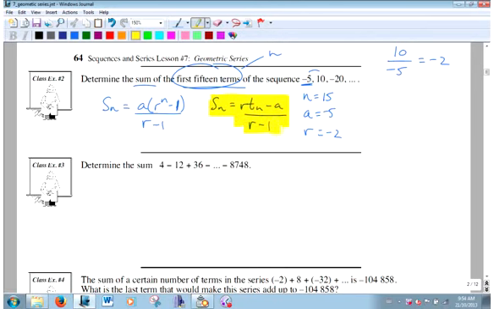Probably not. Because I don't have t to the n, do I? Do I have everything in this formula? Yes, that's A, I have it. R, I got it. N, I got it. That's the one I want to use.